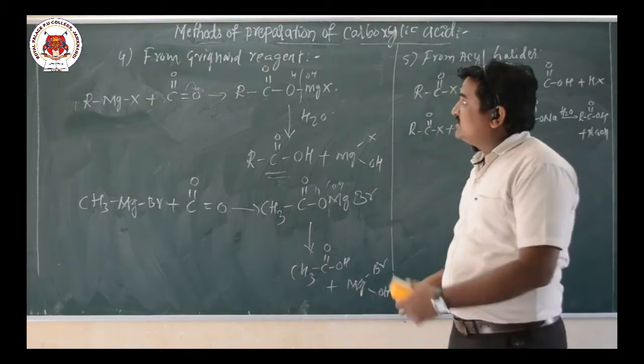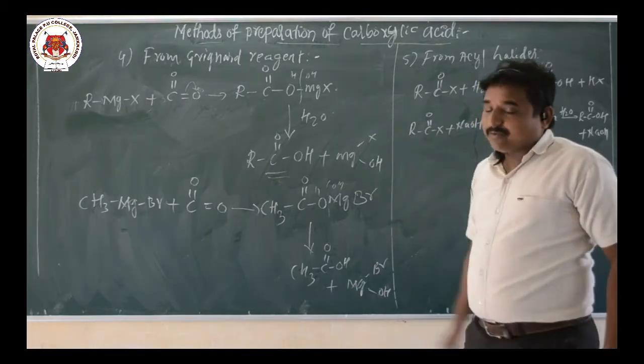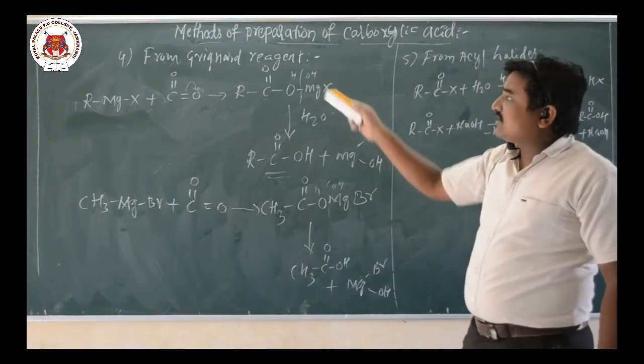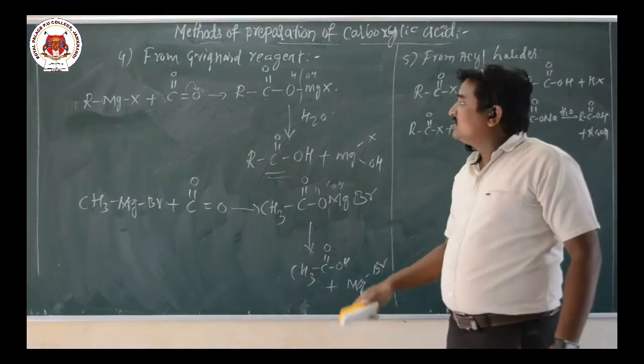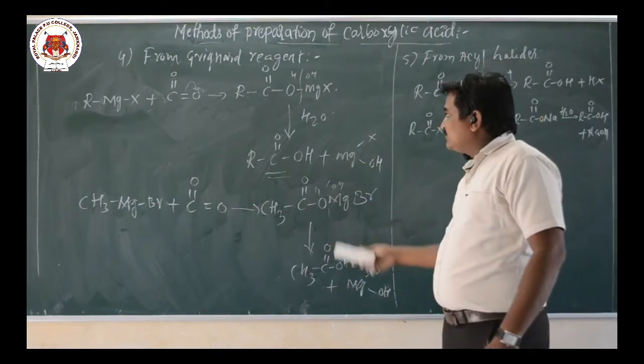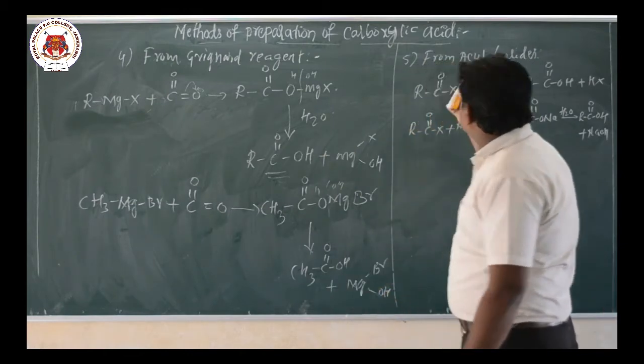So this is another method for the preparation of carboxylic acid from Grignard reagent. Grignard reagent reacts with carbon dioxide, which gives an intermediate product, which on hydrolysis gives a carboxylic acid. Okay, so the next method is from acyl halide.